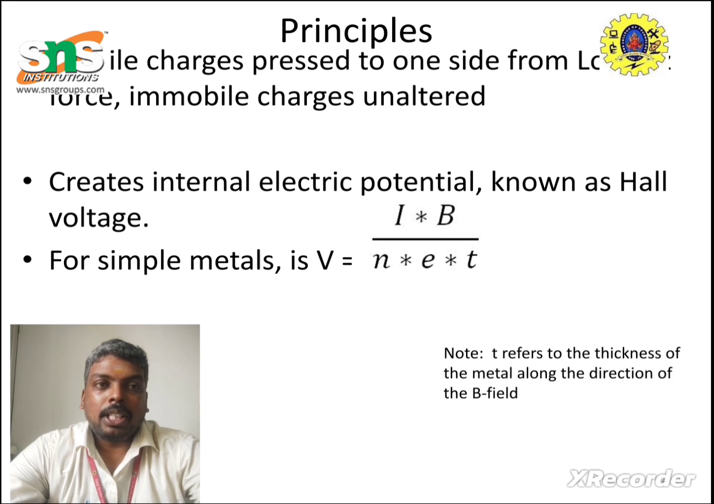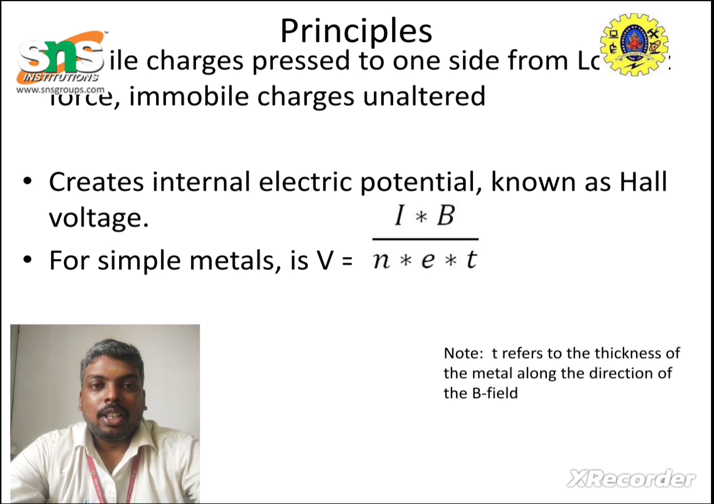So what is the principle? The main principle is that the mobile charge is pushed to one side by the Lorentz force, and at the other side of the material, immobile charges are unaltered and remain stable. So that is the main classical idea about the Hall effect.